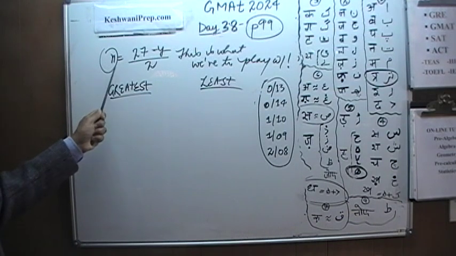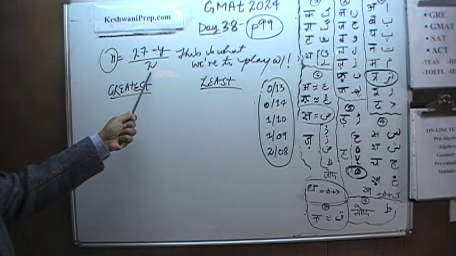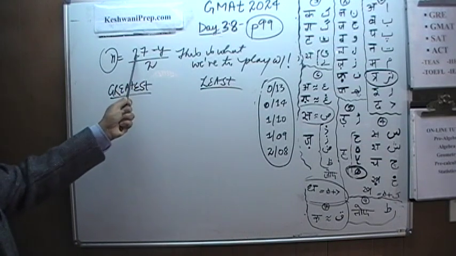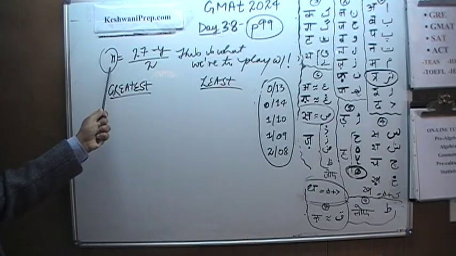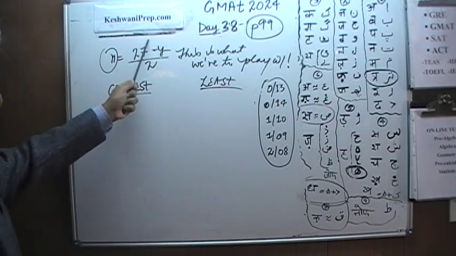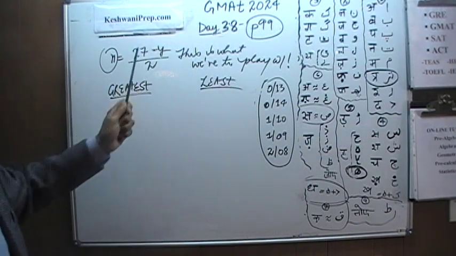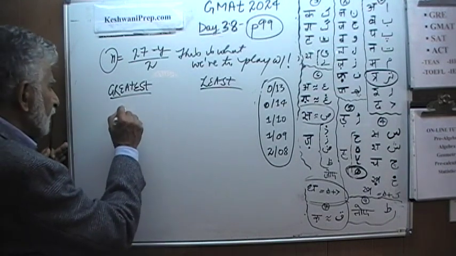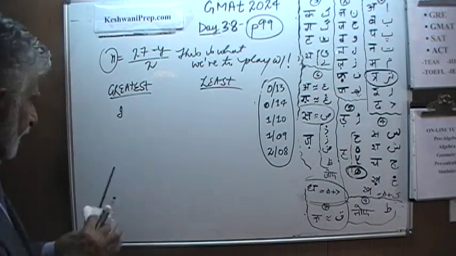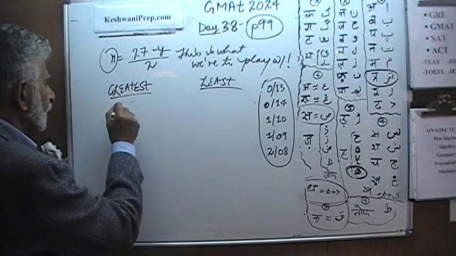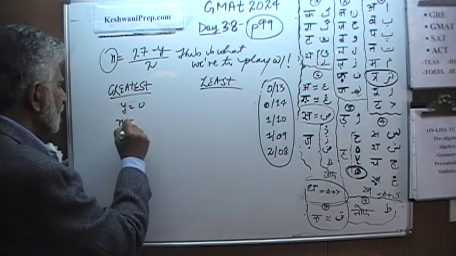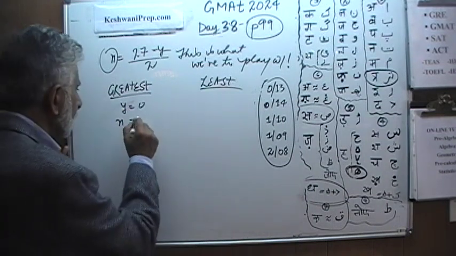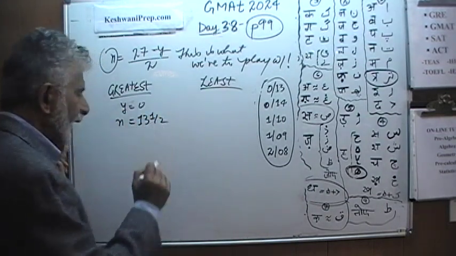there is not much we can do. This is a constant, this is a constant. That's the only variable guy. And it appears in the numerator. So in order to make n as large as possible, because this is a fraction, we need to have the numerator as large as possible. So if we make y equal to 0, n would be as large as possible. 27 minus 0 divided by 2 will give us 13.5.